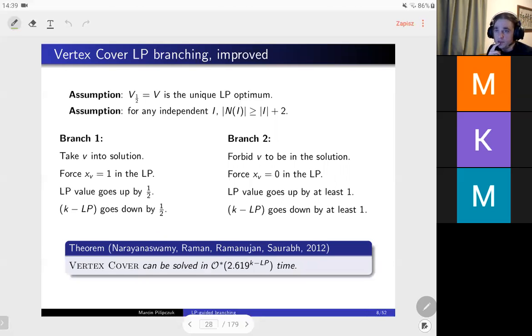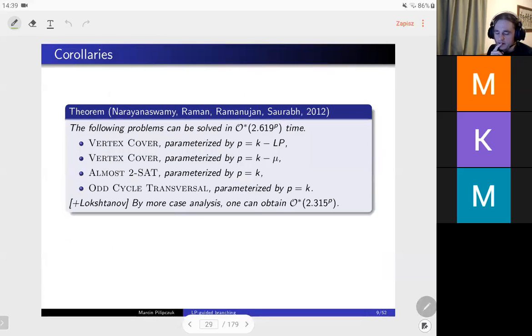that you have a better analysis of the branching, and you get a better base of the exponent in terms of K minus LP. Okay, so you can mine these cases further, and actually there was a paper, the same paper in the journal version with Daniel Lokshtanov on top of it, that noticed that you can mine cases more, and they got 2.3-something. This is a complicated case analysis there.